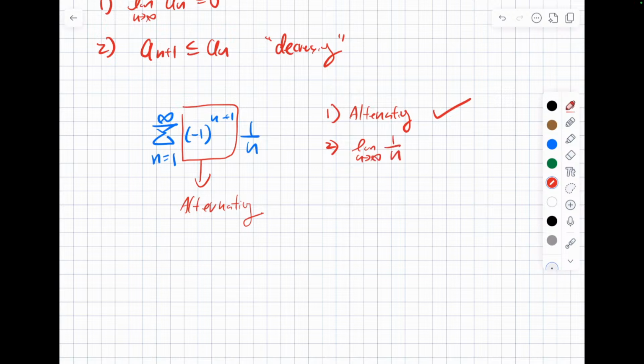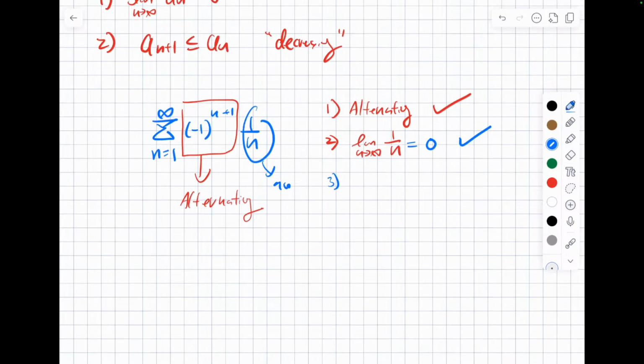So you're not including the sign, because this is the a_n part. This is the a_n part, right? So if the limit as n approaches infinity of a_n, which is 1 over n in this case, is equal to 0, check. You just have to write this down. Third condition: you say 1 over n plus 1 is less than 1 over n.